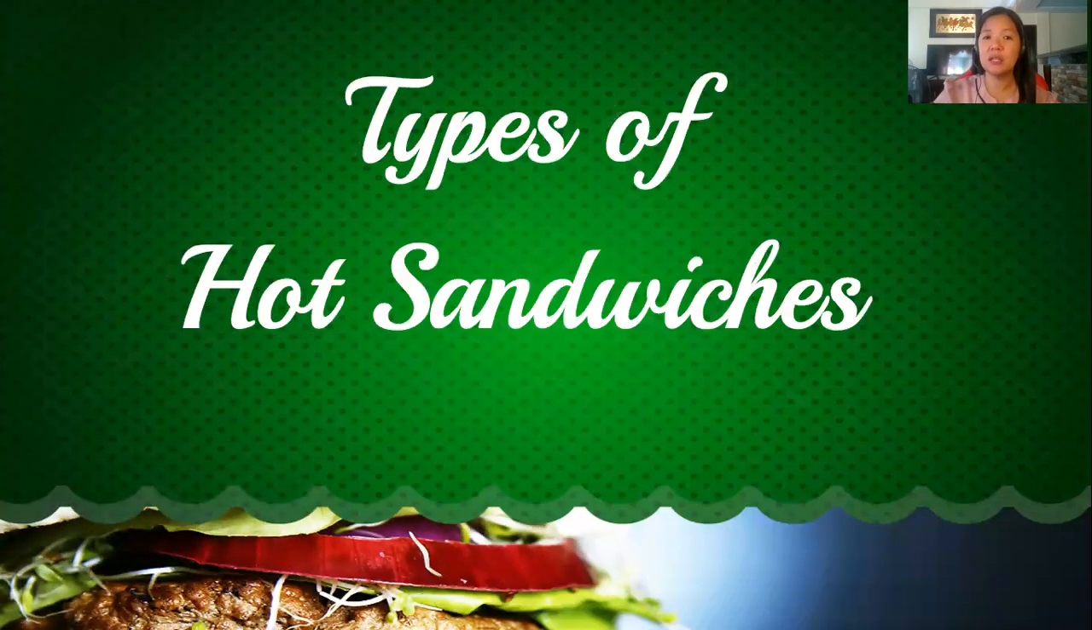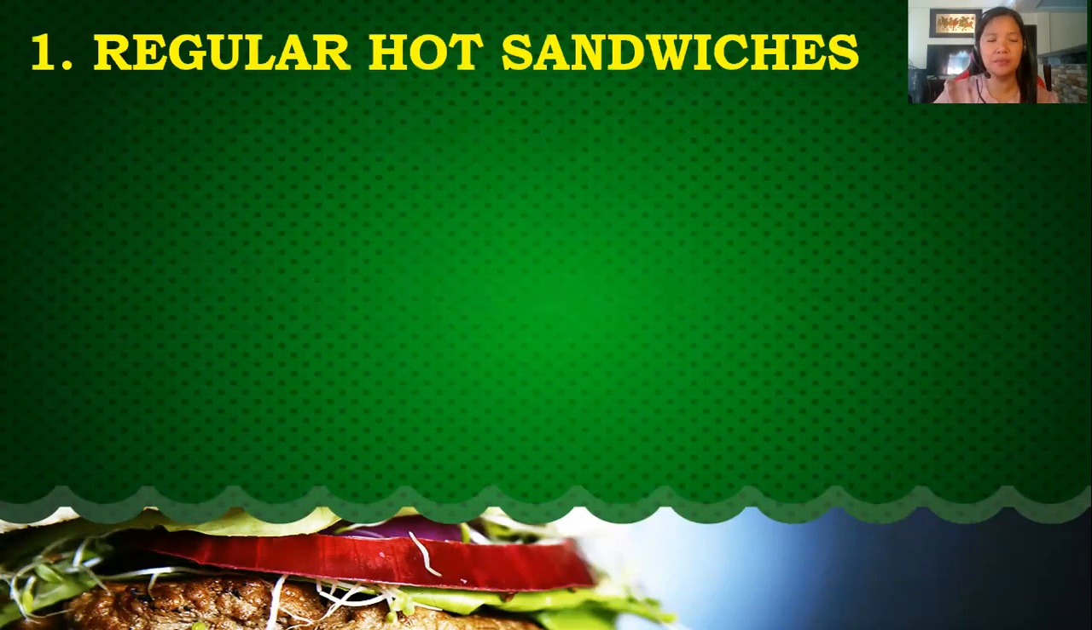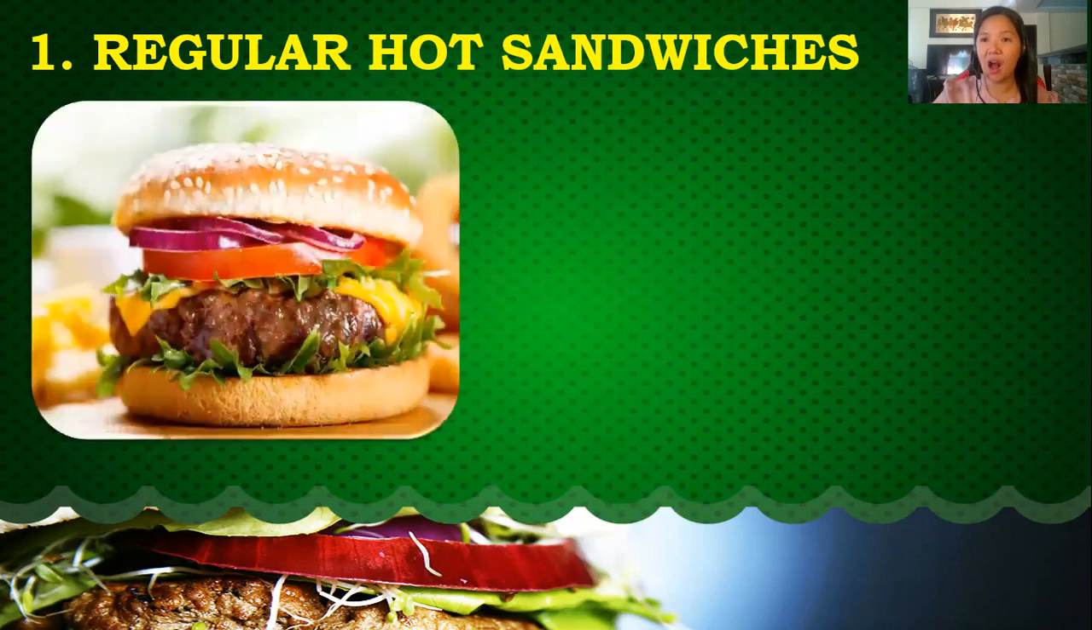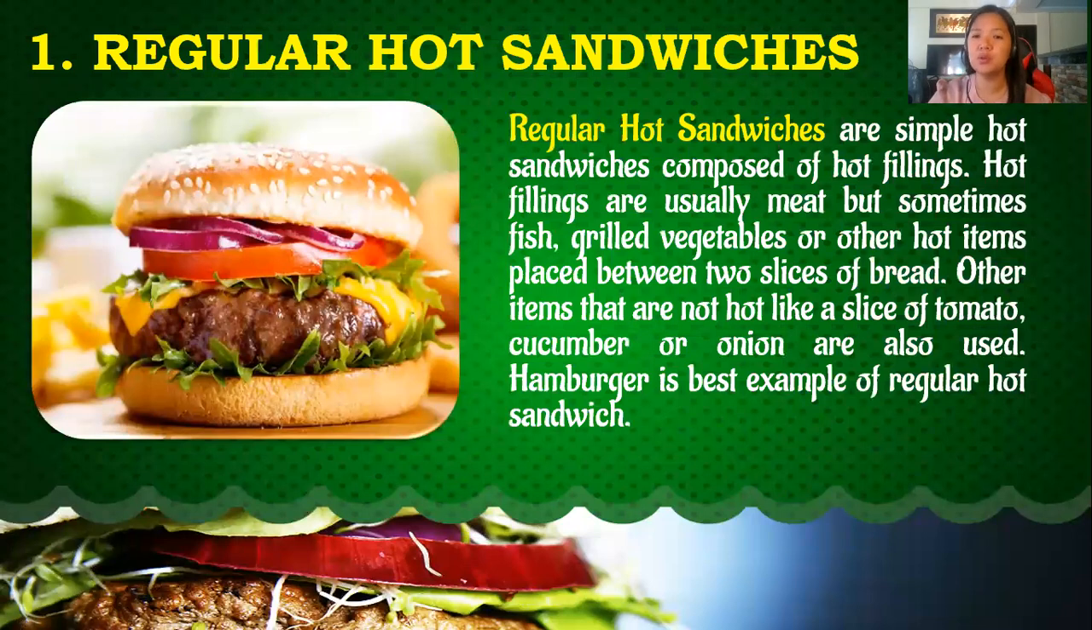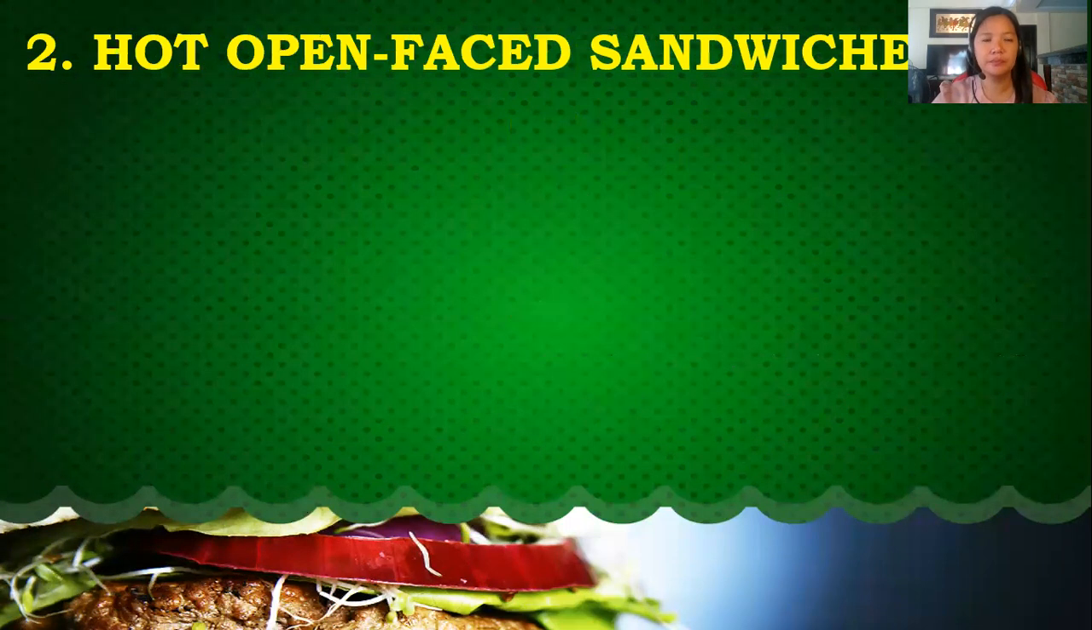Let us now proceed with the different types of hot sandwiches. The first one is the regular hot sandwich. They are simple hot sandwiches composed of hot fillings. Hot fillings are usually meat, but sometimes fish, grilled vegetables, or other hot items placed between two slices of bread. Other items that are not hot, like a slice of tomato, cucumber, or onion, are also used. Hamburger is the best example of a regular hot sandwich.